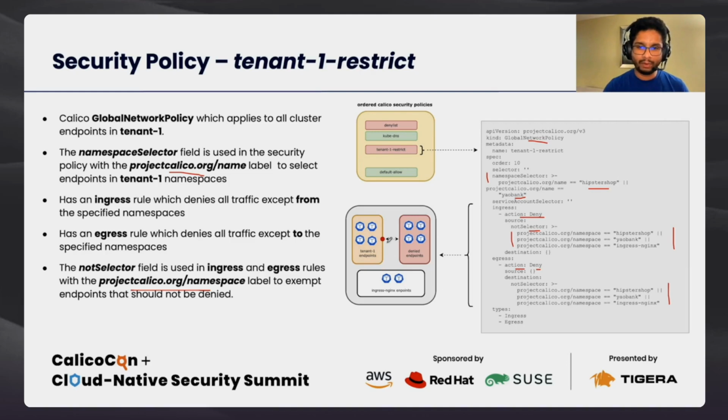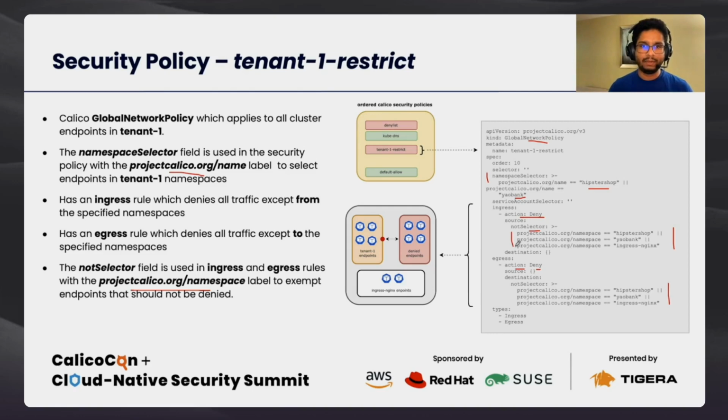All traffic to other endpoints is denied except for what's exempted using the not selector. So this policy does not permit any traffic, right? Given that you've specified a policy for tenant1 restrict, a subsequent policy must permit traffic flows that should be permitted for tenant1 workloads. All this policy does is isolate the tenant1 workloads and deny traffic to all other cluster endpoints except for what's exempted using the not selectors in the rule.